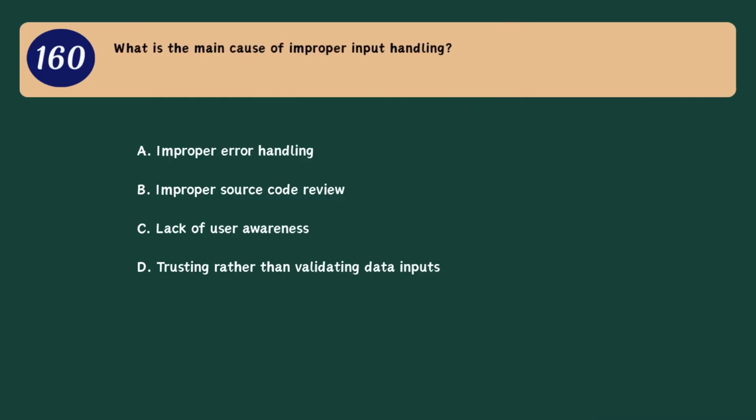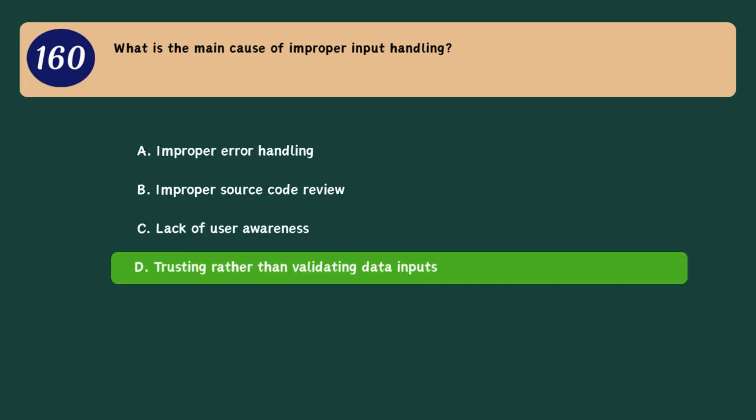Question 160. What is the main cause of improper input handling? A. Improper error handling. B. Improper source code review. C. Lack of user awareness. D. Trusting rather than validating data inputs.